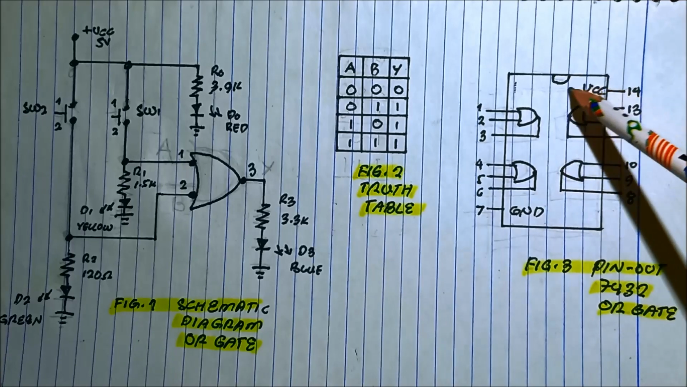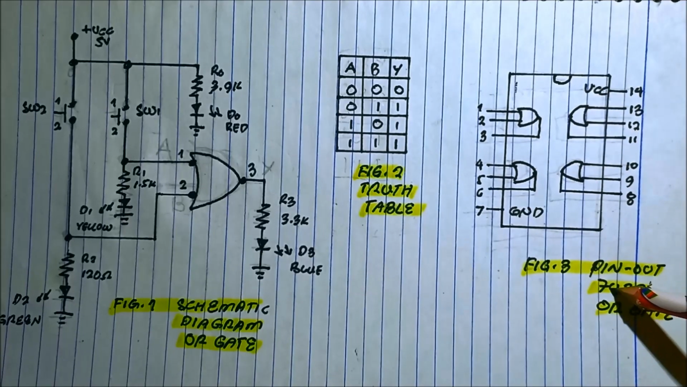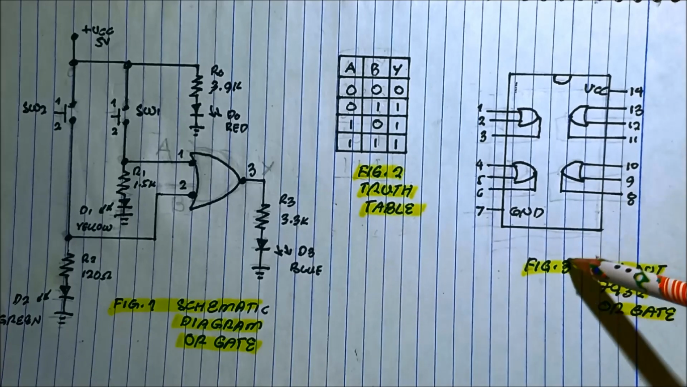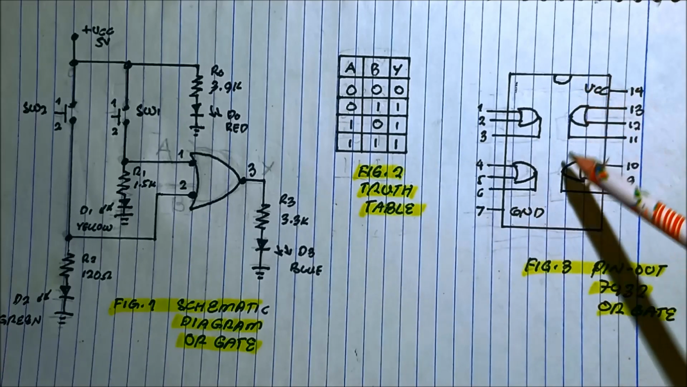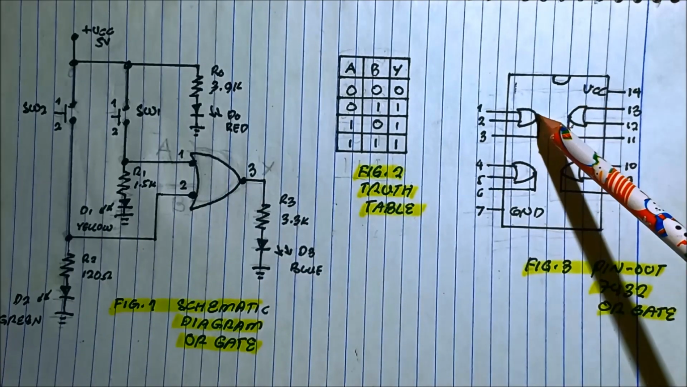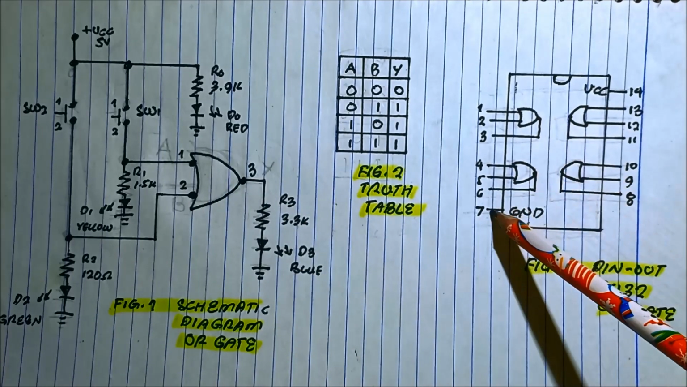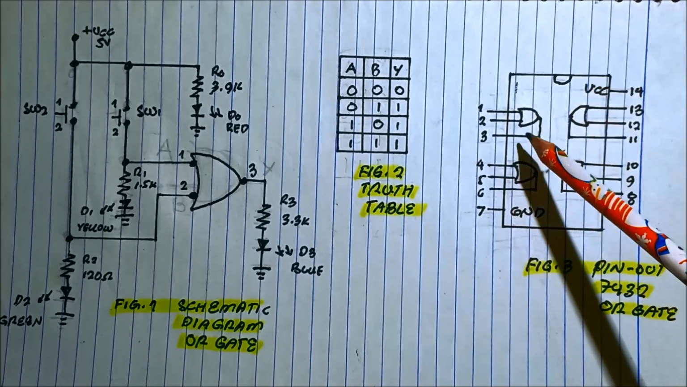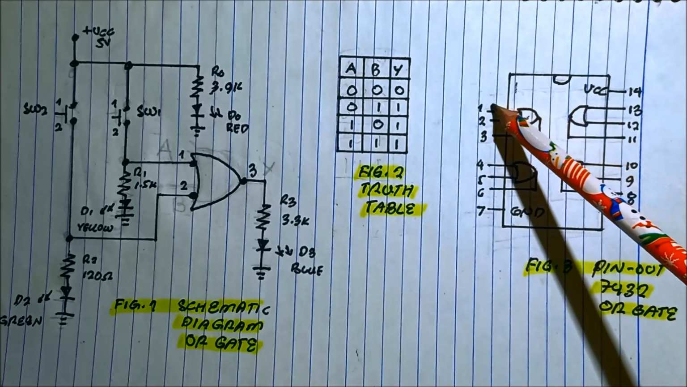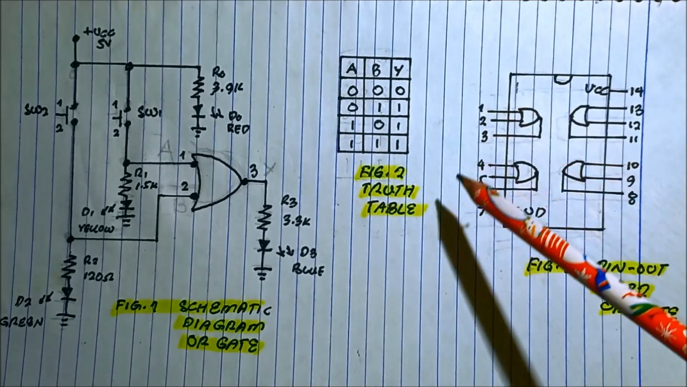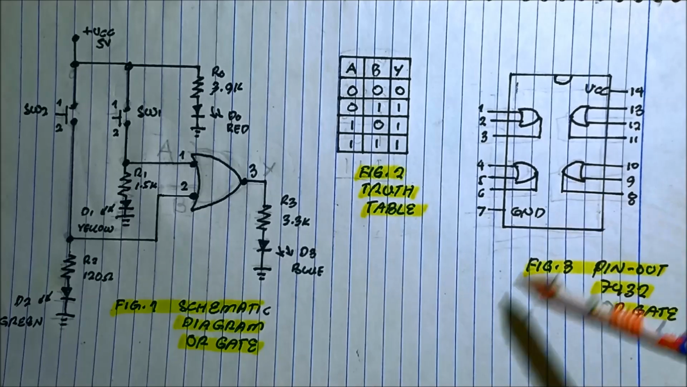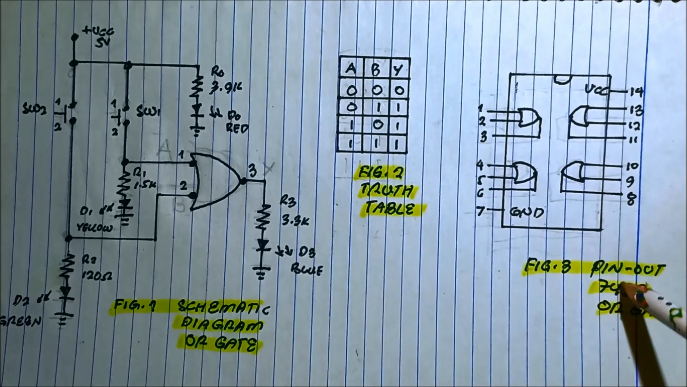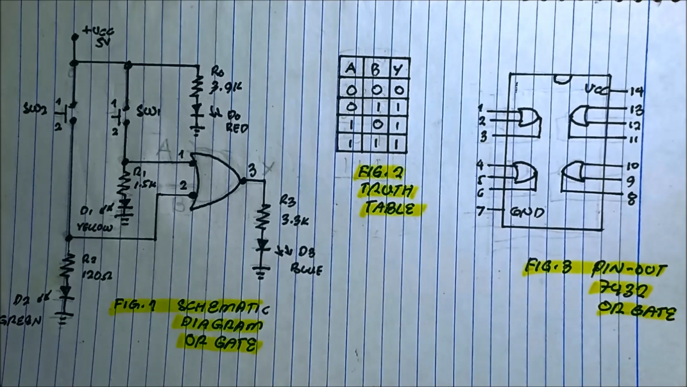Since we are using the IC 7432 OR gate, this type of IC has 4 OR gates. And then pin number 7 is the ground. Pin number 14 is the VCC, supply of the IC. And we are only using 1 OR gate, since there are 4 OR gates inside this 7432 IC.